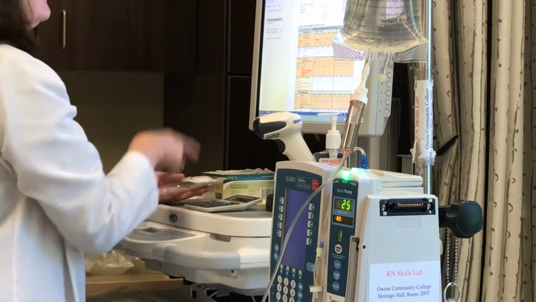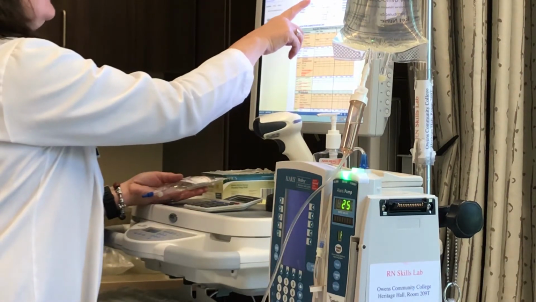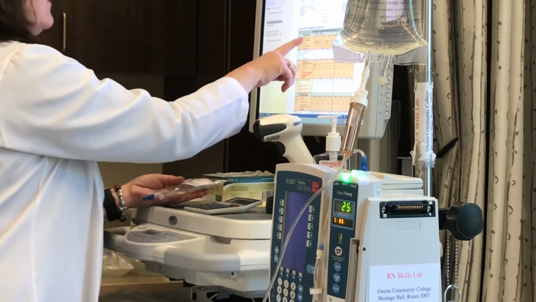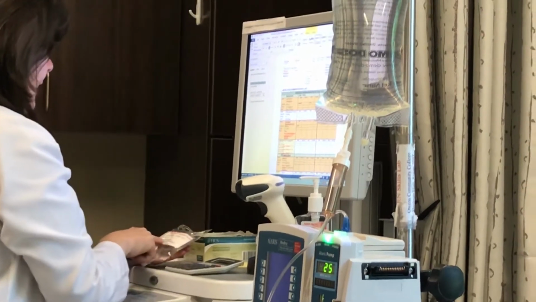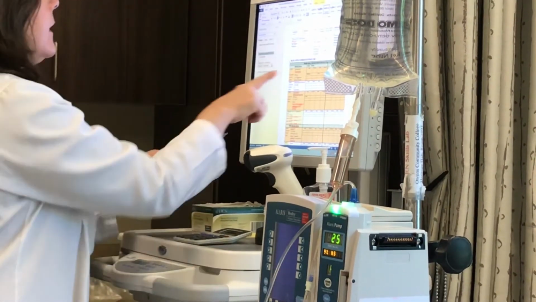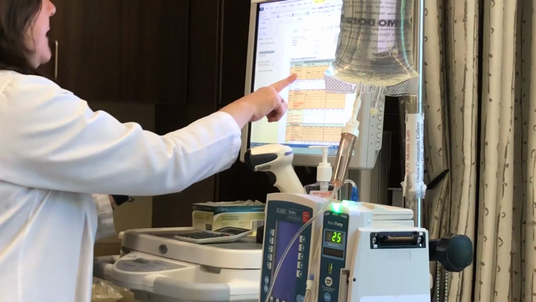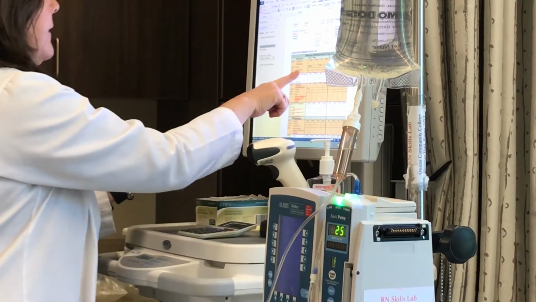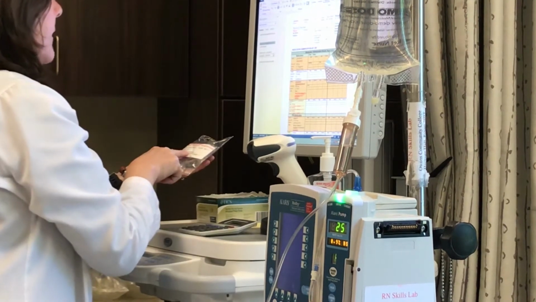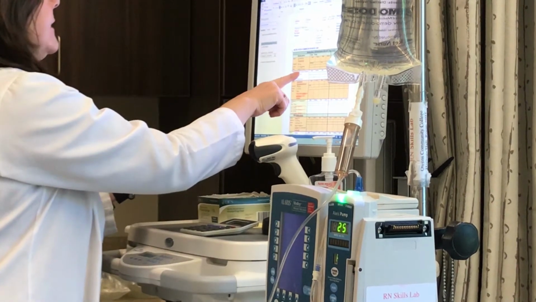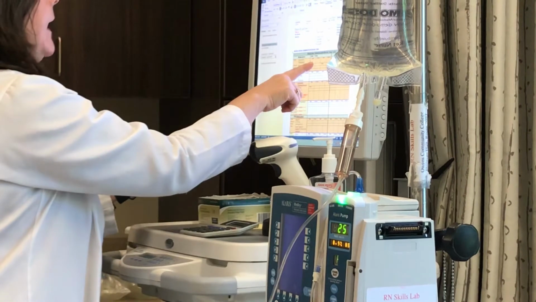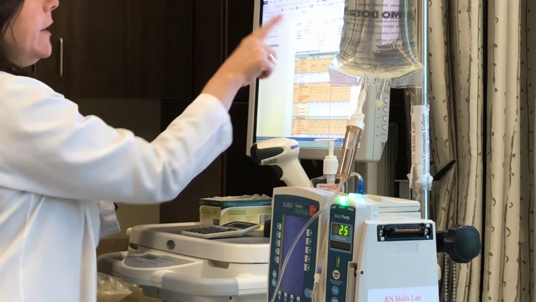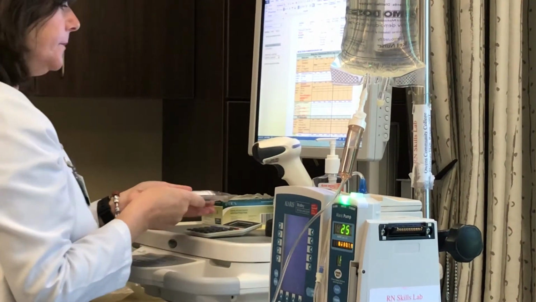Third check. This is my third check. Patient is Diane Curtin. The drug ordered is gentamicin. I have gentamicin. The amount ordered is 80 milligrams. I have 80 milligrams. The route is IV piggyback. I have an IV piggyback solution. Frequency is every 12 hours, and the time ordered is 0800, and it is 0800.